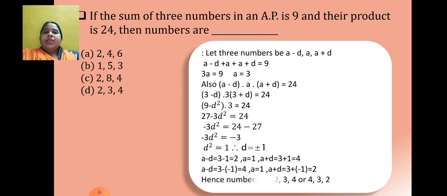Now out of this, which option will be correct? Just see, the numbers are 2, 3, 4 or 4, 3, 2. Why like this? Because there are 2 values of D, that is plus 1 and minus 1. So we need to get 2 answers. So out of this, which option is correct? Option D, that is 2, 3, 4. Because 4, 3, 2 is not given, so we can take any one from this. So out of this, we have the option 2, 3, 4. So that is the correct option.